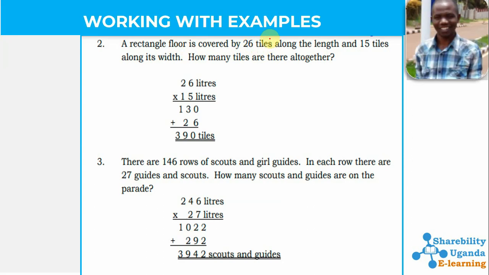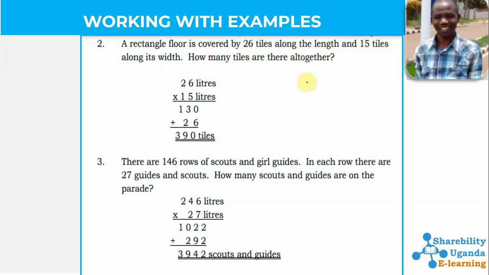Okay, hope all of you know tiles. Those who live more in urban areas, they use them like cement, if I'm not mistaken.